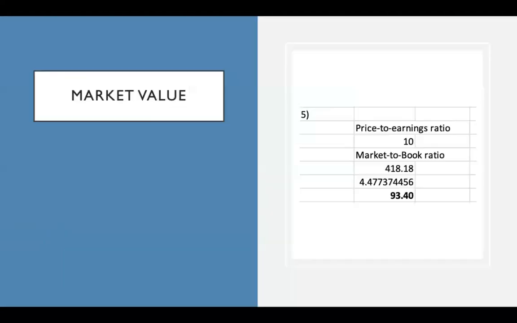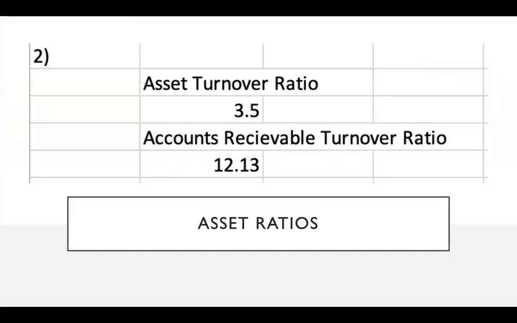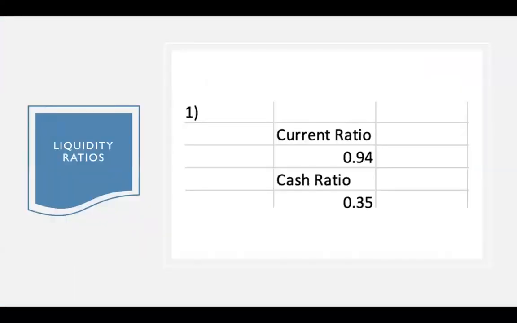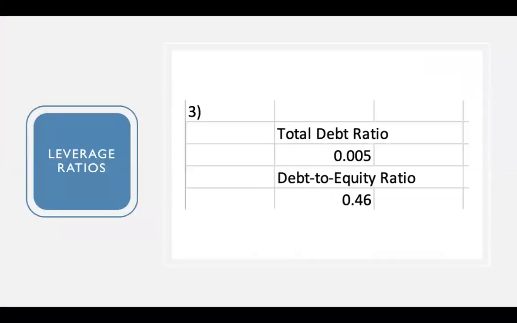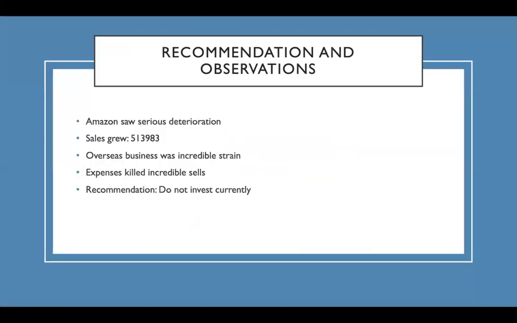However, I will mention that from a business standpoint, when we go back and we look at their asset turnover ratio, their accounts receivable turnover ratio, their liquidity ratios, their ability to pay back debts, Amazon as a whole seems to be operating as a very strong business. So my recommendation would be to not invest in this company for the current year and reevaluate in 2023 because there's a lot of promising aspects to Amazon. But this last year was not a strong performer.